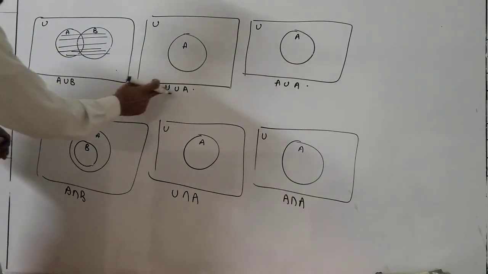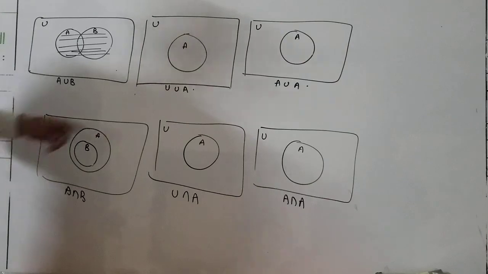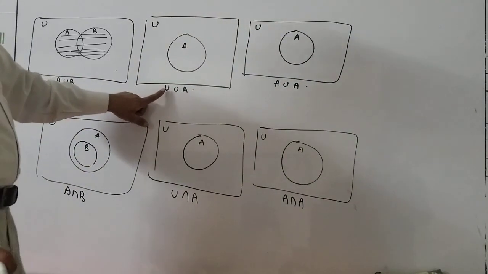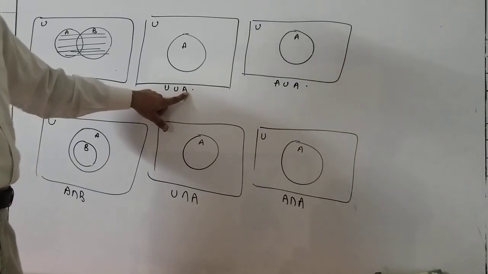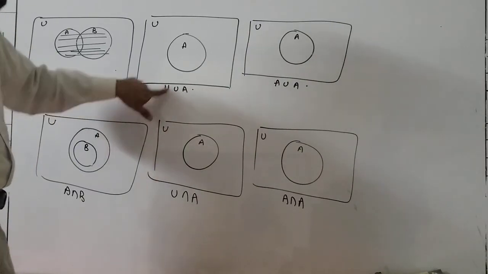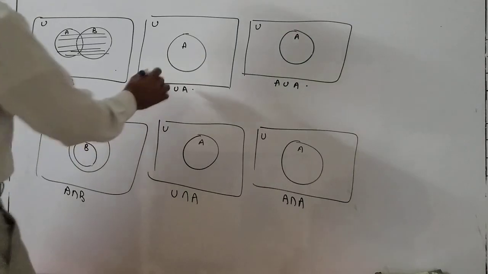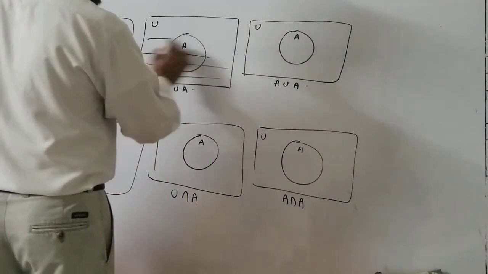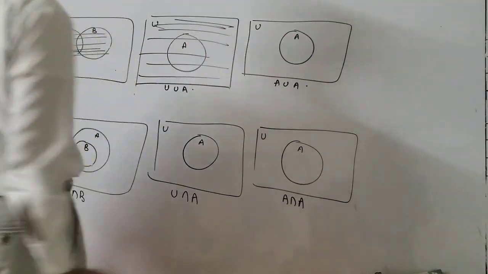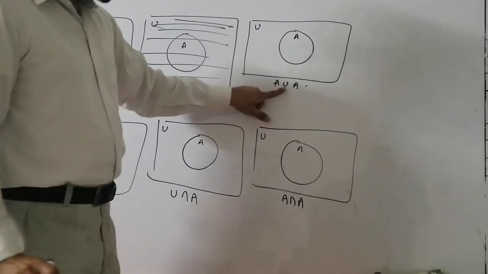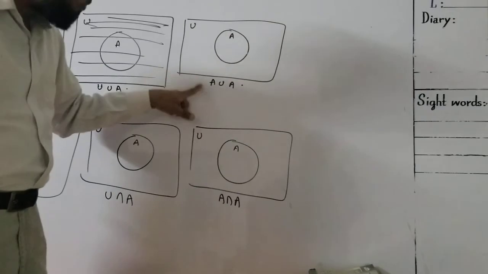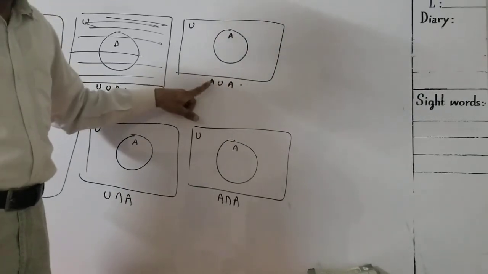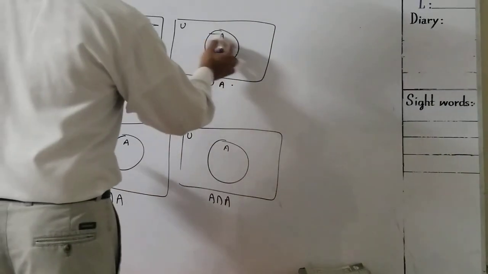So universal union A, you have to combine the area of the universal set with A, which means you have to shade the universal area with A total. So you have to shade this total portion. This represents the universal union A. Similarly, A union A means you have to unite the area of A with A, meaning the area of A and the area of A. So that represents A itself.